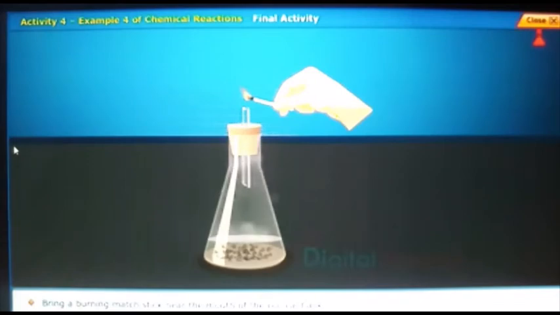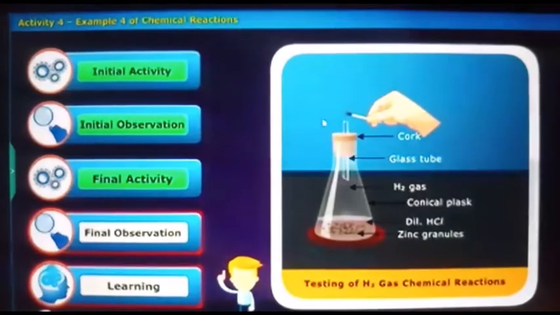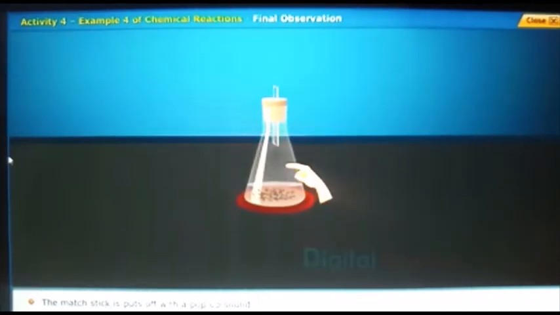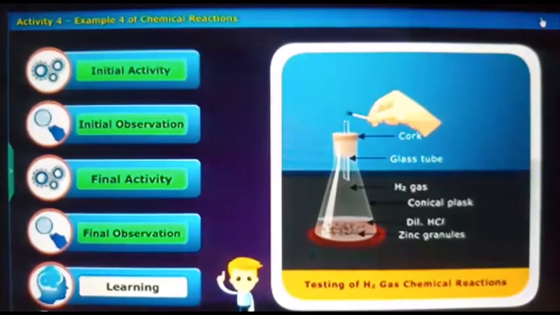Bring a burning matchstick near the mouth of the funnel. The matchstick is put off with a pop sound. The beaker is warm when touched with the finger.